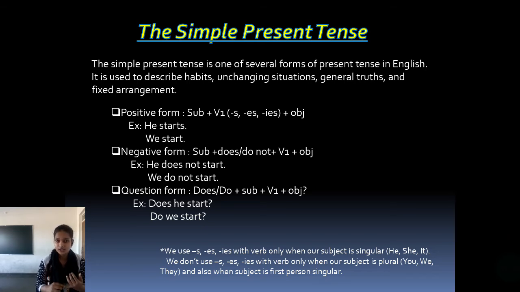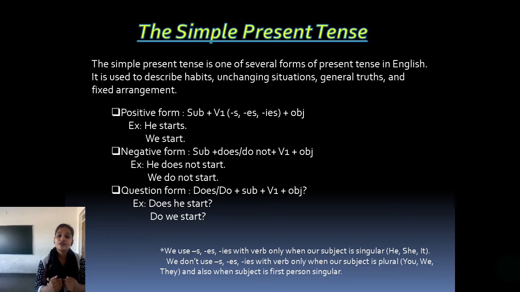Does is used with the singular subject like he, she, it and any other singular subject, and do we use with the plural subject, you, we, they or any other plural subject. For example, he does not start. He is singular, that's why we use does here, and not for the negative sentence, and start, the verb's first form. Here we do not use s, es or ies. Then we do not start. We is plural, that's why we write do. So we do not start for the negative sentence, and we do not use s, es or ies here also.